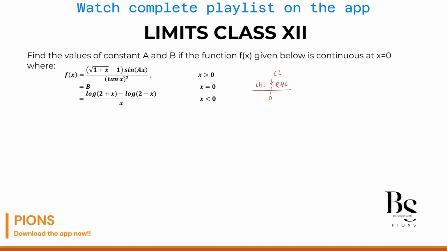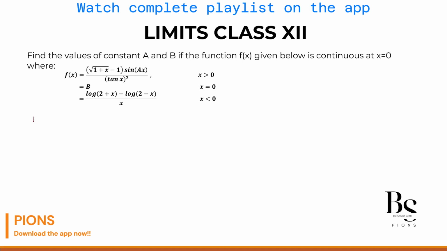Then only the function is continuous. Even if the central limit is not given, like in the previous question, fine, it is: if LHL is equal to RHL, we assume that it is continuous. So if the central limit, like here it is given at x equal to 0, is given, then this must be equal to this and this must be equal to this, or all of them must be equal. Clear? So let's proceed in a similar fashion.